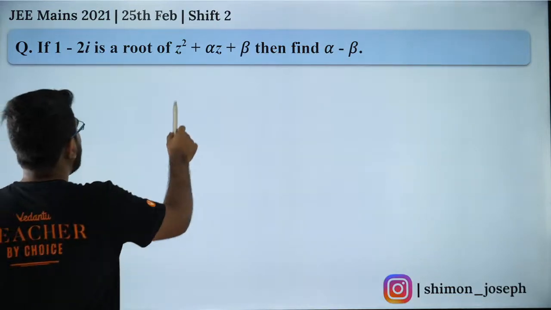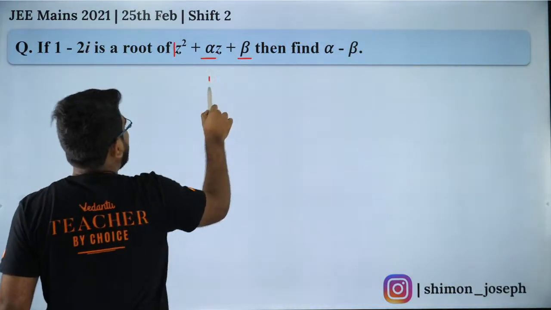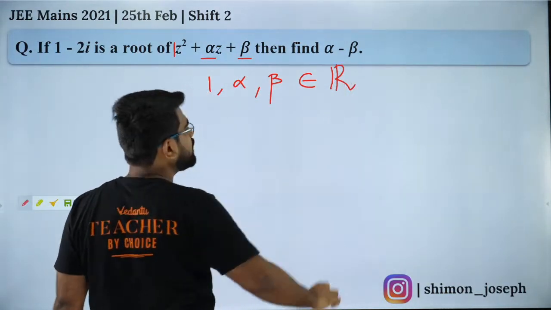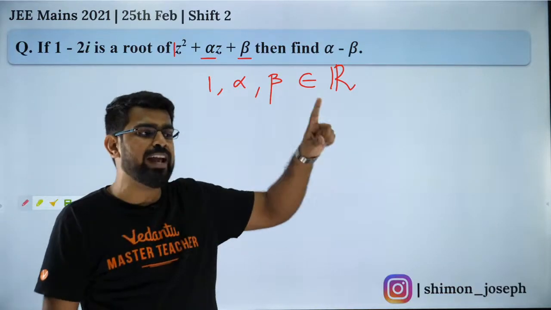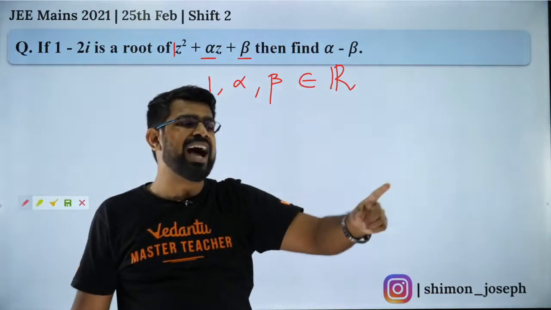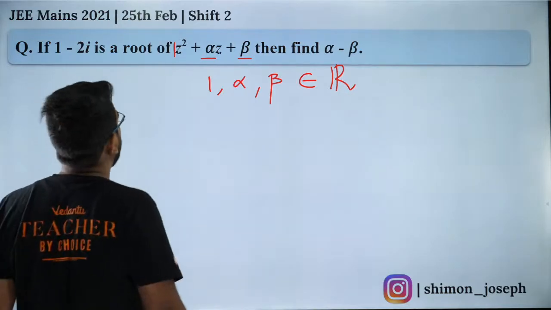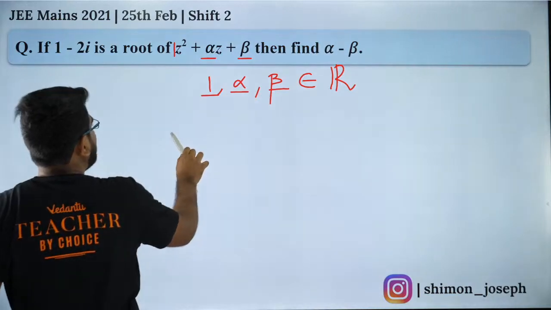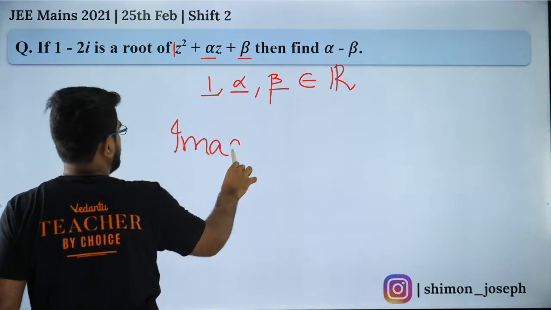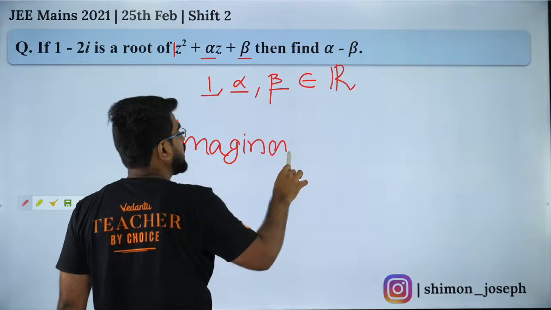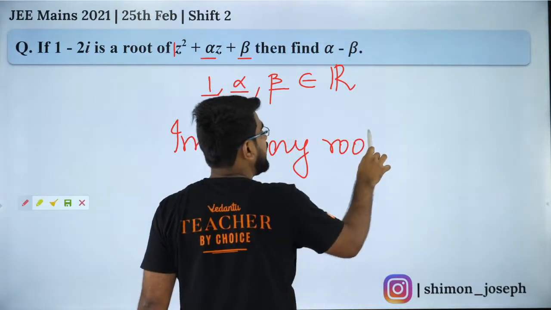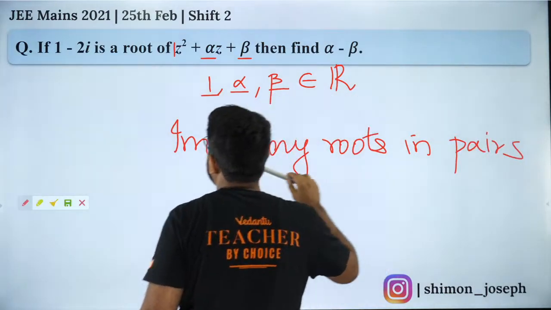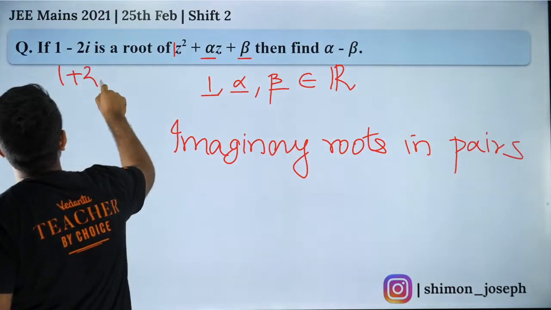What is the question? Here 1, alpha and beta are given to be real numbers. They should be. Okay, this is something I got from my student. I think Barney was the one who gave me this question. So alpha beta belongs to real numbers. So what can I say over here? I can say that since the coefficients are real, imaginary roots will occur in pairs. If their imaginary roots occur in pairs, that means 1 plus 2i is the other root.